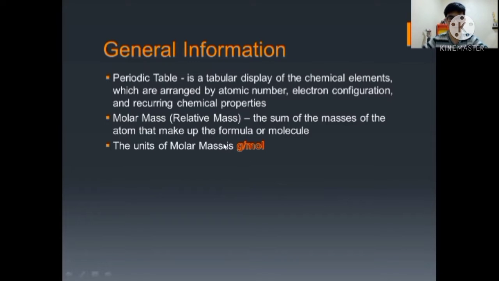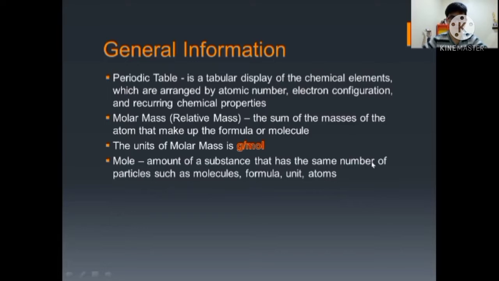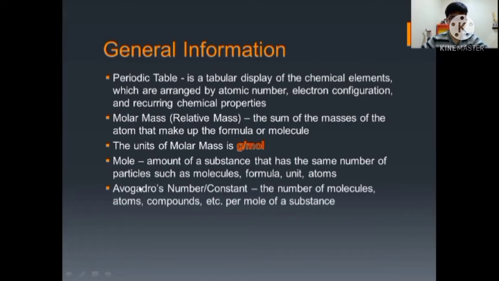The reason we don't use kilogram is because atoms and other sorts of compounds are really small, so we just use gram so that it's simpler. For the next one, we have mole. Mole is the amount of substance that has the same number of particles, such as molecules, formula units, and atoms. So mole is the one that's in here. This is mole. And next, we also need Avogadro's number, or Avogadro's constant.